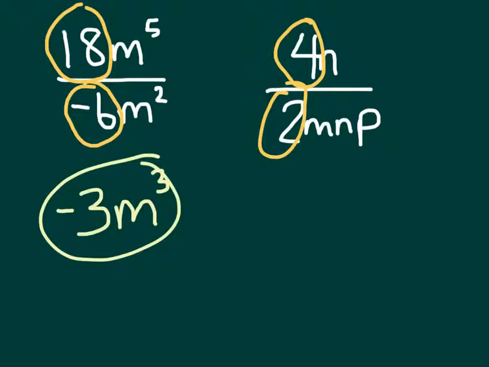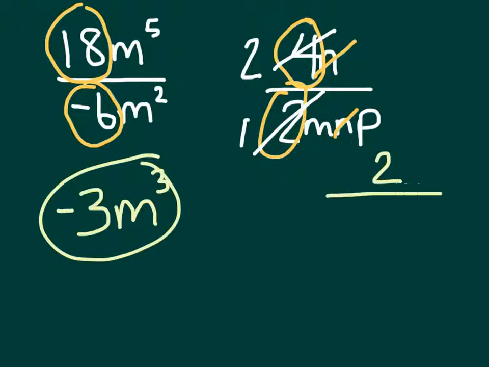So we're going to go ahead and this becomes 2 divided by 2 is 1, 4 divided by 2 is 2. Okay, and then we'll take our n divided by n. So we can just cross those out. They become 1, and 2 times 1 is 1. So what we're left with is what ultimately becomes our answer.